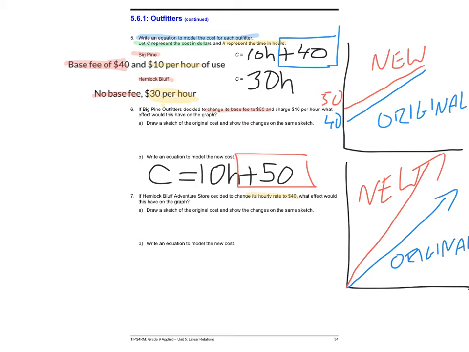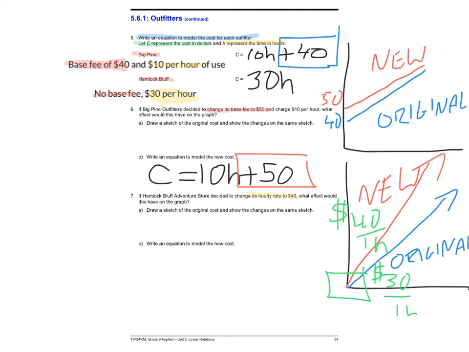Okay, and you should be plotting this on your actual graph. I'm just showing you rough sketches to show you the general idea that you should see. But we should see that both of them have the same initial value of $0 and that the rate of change is different. The rate of change of the original graph is 30 over 1, and the rate of change for the new graph is 40 over 1 because we're charging $30 for every 1 hour in the original graph, and we're charging $40 for every 1 hour in the new graph.